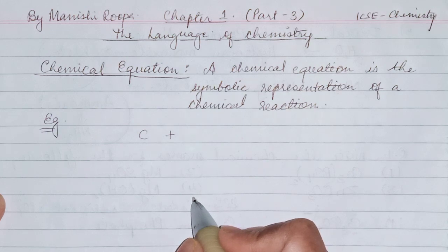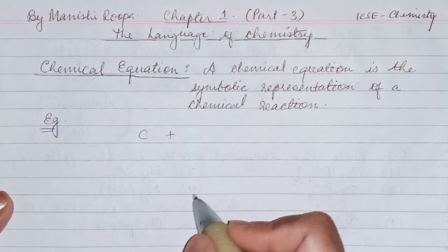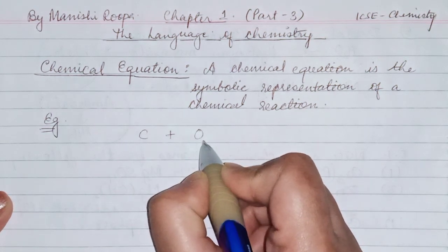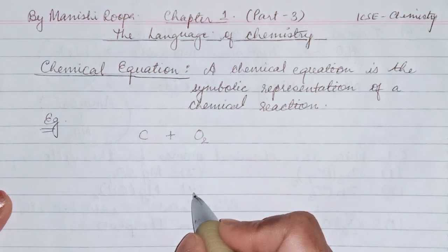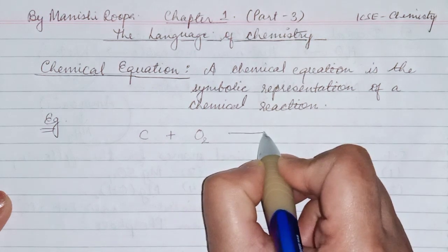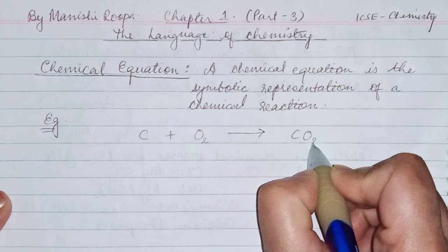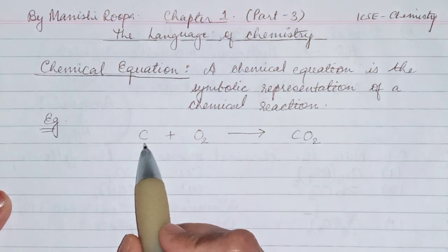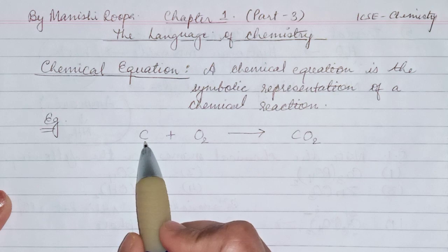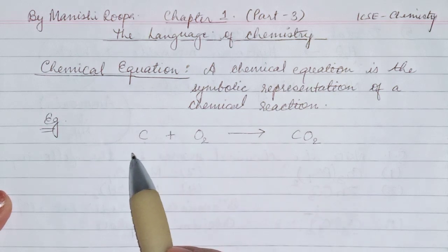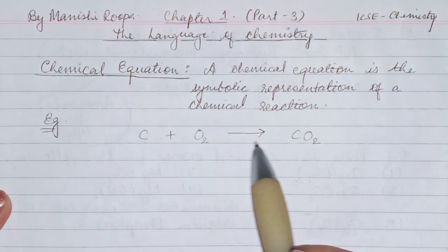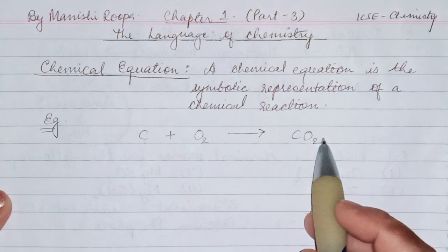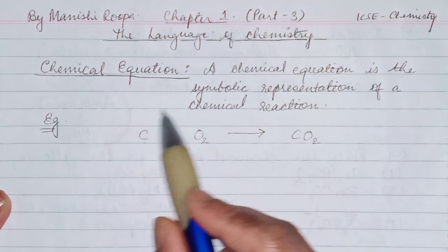Burning takes place in the presence of oxygen. If no oxygen is there, no combustion will take place. So carbon burns in the presence of oxygen from the air to give carbon dioxide. Now carbon dioxide is CO2. So this will be the symbolic representation of the chemical reaction. And what are we using? Symbols. Carbon plus oxygen gives one molecule of carbon dioxide. So here we are using symbols.